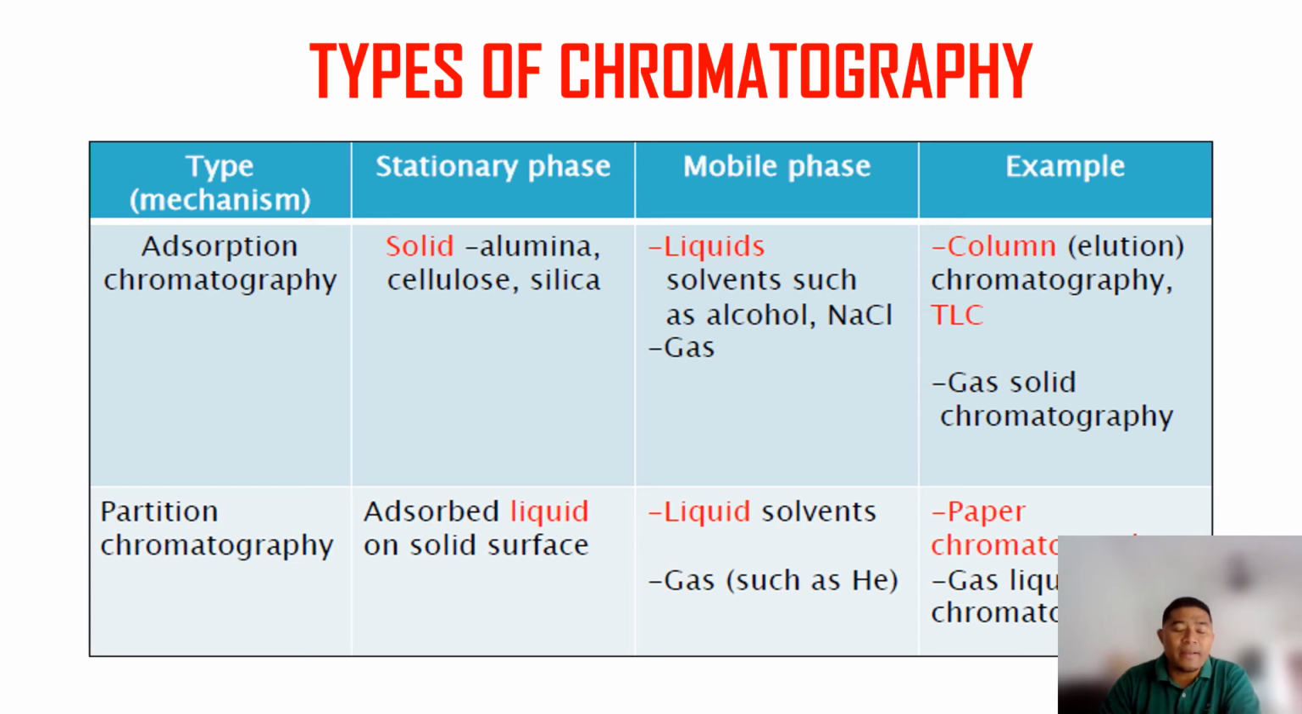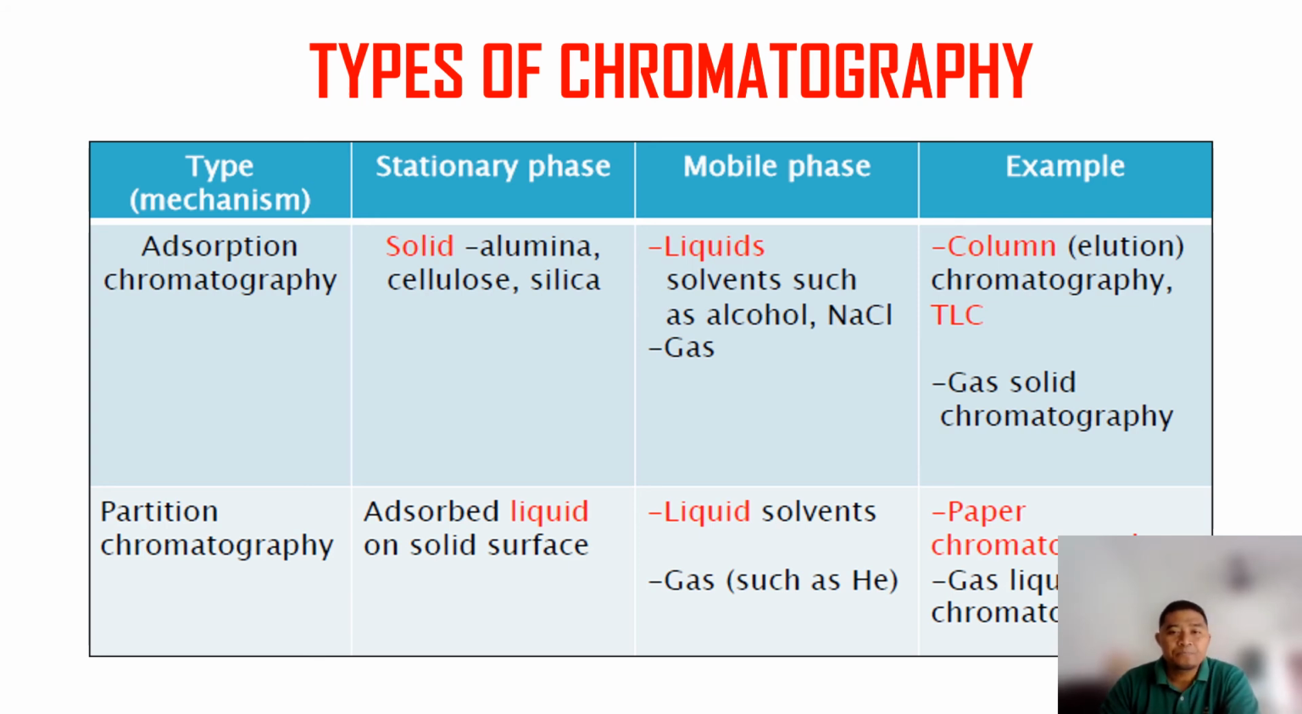So you find out the alumina structure, cellulose structure. So all of these contain OH group. So that's why they are polar components. So that is how you nak identify the polarity of that component. Mobile phase liquid solvent such as alcohol. Alcohol ada OH group tapi dia less polar than alumina ataupun cellulose. Sodium chloride and also gas boleh dipakai. Example column chromatography, TLC, and also gas solid chromatography.